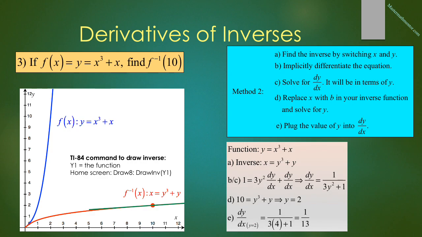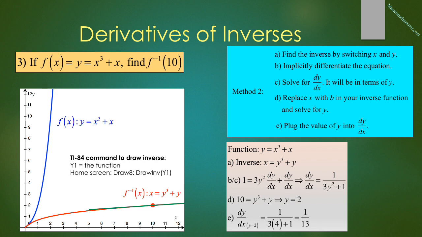Let's show method 2 to solve this problem. And again, we will switch from the method to the problem so it is clear what's happening. In method 2, the first thing we do is find the inverse by switching x and y. So if the function is y equals x cubed plus x, the inverse is x equals y cubed plus y. This is where the problem comes in. Before, we were able to solve for y. In this case, that is almost impossible to do.